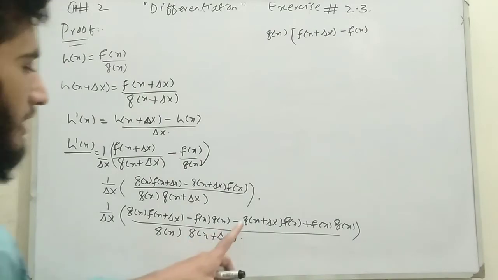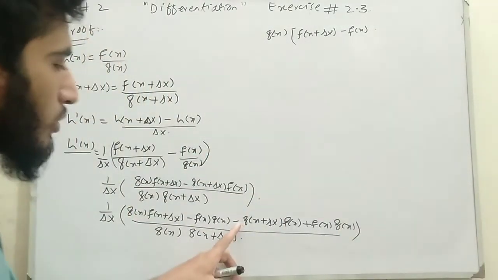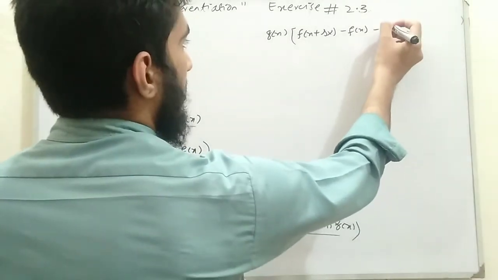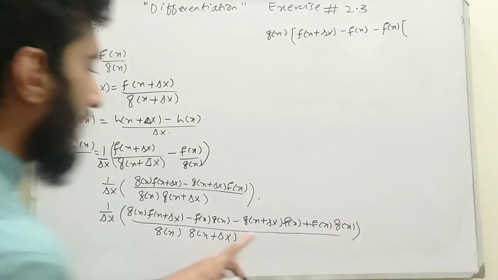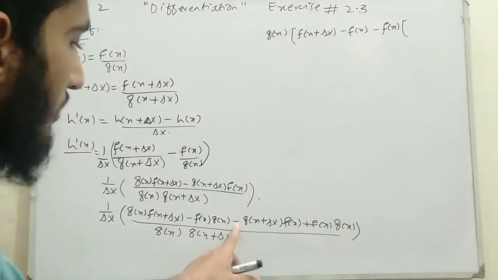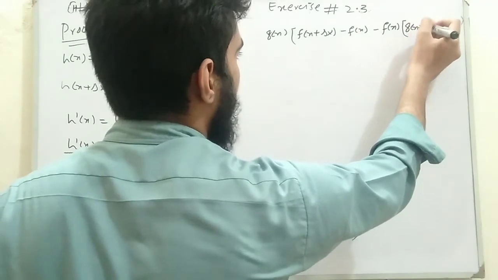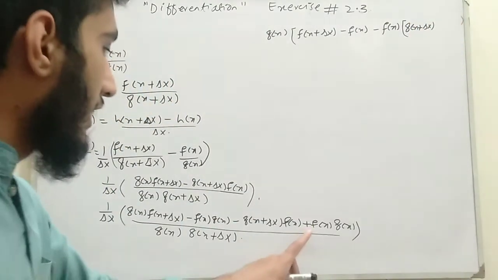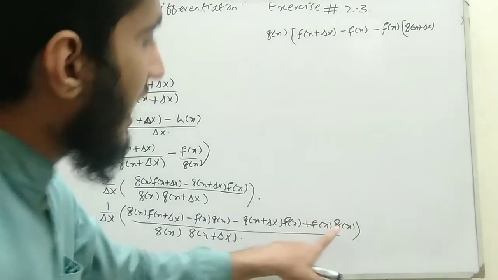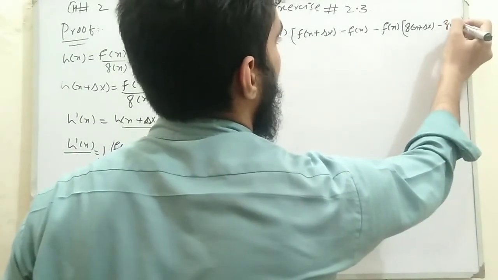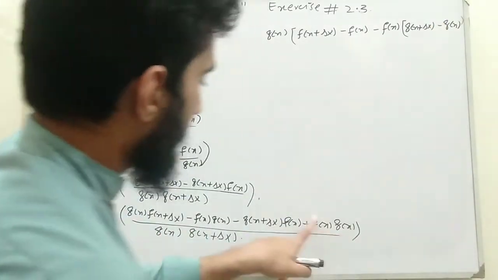And after this, minus times, here I take out minus common and also f of x. So inside, if I take out minus f of x common, we are left with g of x plus del x. And here, if I take out negative f of x common, we are left with negative g of x. Why? Because minus multiplied by minus gives us plus, f of x and g of x.